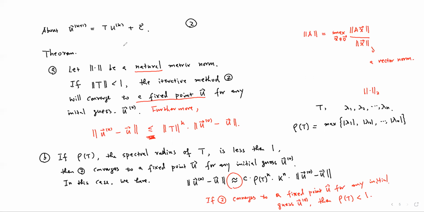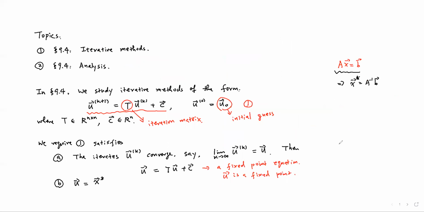This is topic 2. I still have 15 minutes of time, so let me present topic 3, also section 9.4, the Jacobi method, the first general iterative method of this form.